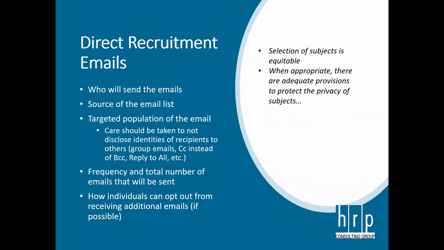the IRB submission should address who's going to be sending the emails. Is it going to be someone from the research team, or is someone sending these emails on behalf of the research team? And also the source of the email list. How is the research team obtaining access to these emails? Is approval needed? Who's the targeted population of the email?